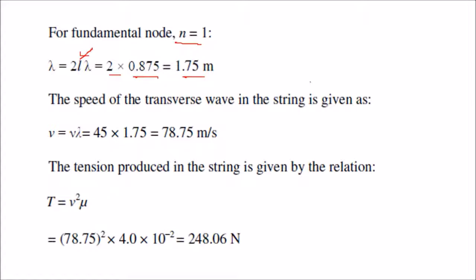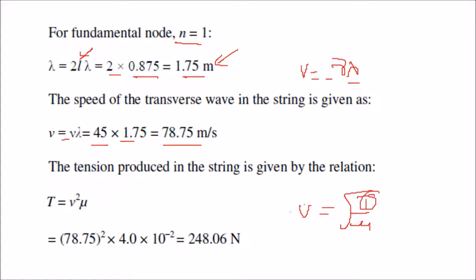Now, what is the speed? We know v equal to nu lambda. This is frequency, this is wavelength. Frequency is known to us, 45. Lambda we also just found out. Put it here. The speed of the transverse wave is this much. We also know that v is given by under root T by mu. In order to find T, square this and multiply with mu. So T is v square mu. Velocity we have found out, mu we already know. Multiply these two, you get the tension produced in the string.